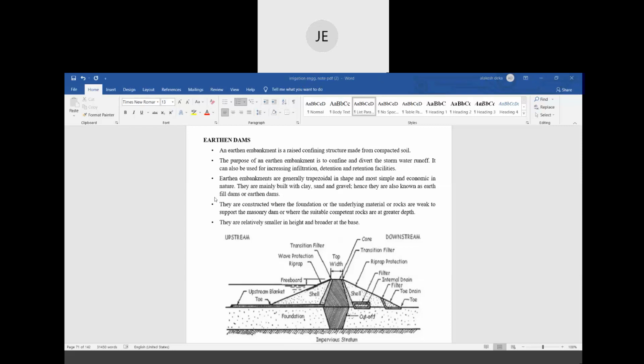Okay, so let's start the next class. Next, we have Earthen Dams. As the name suggests, earthen dams are made up of soil, compacted soil.